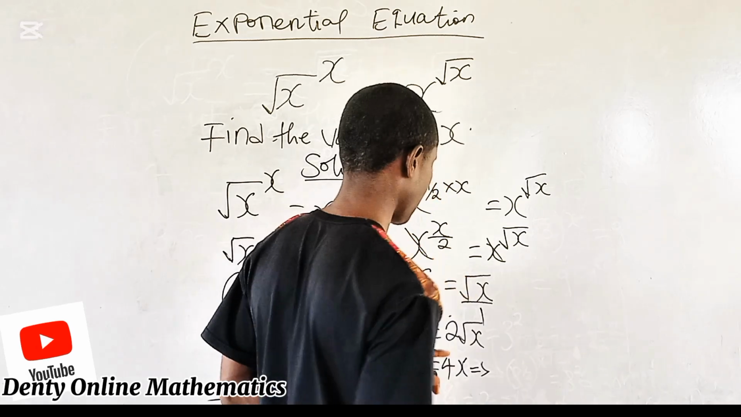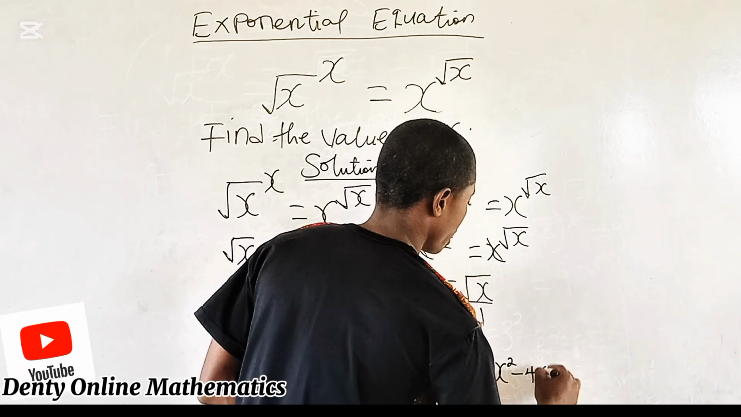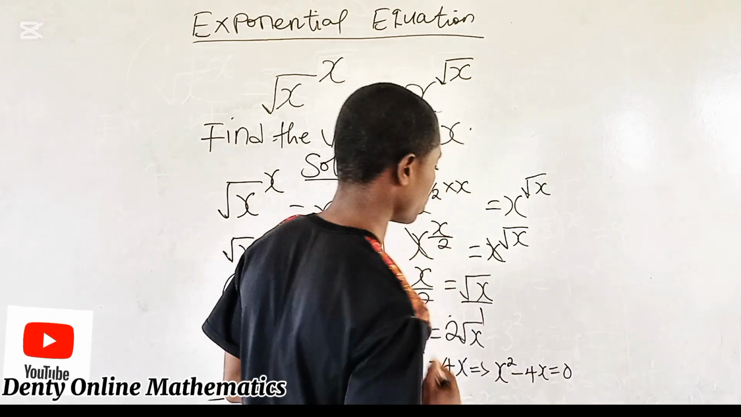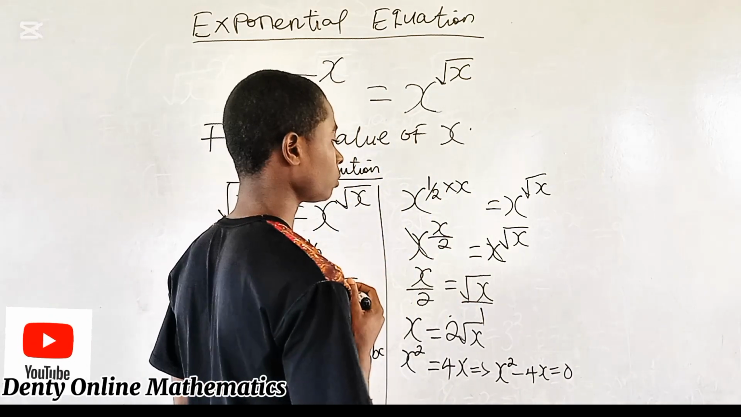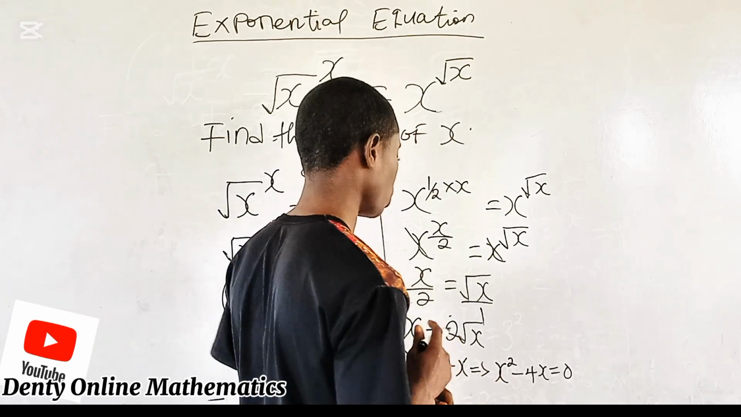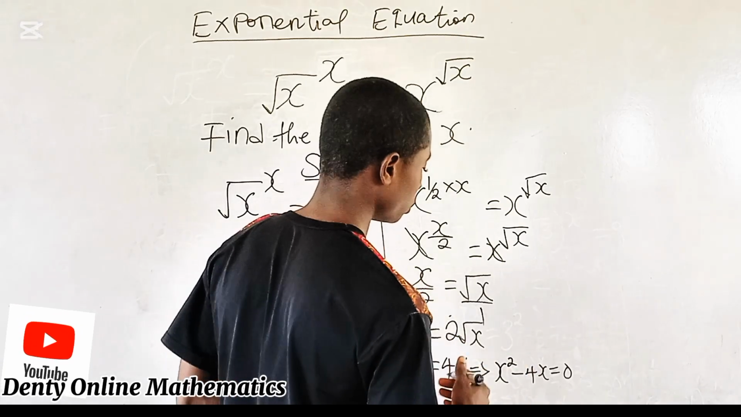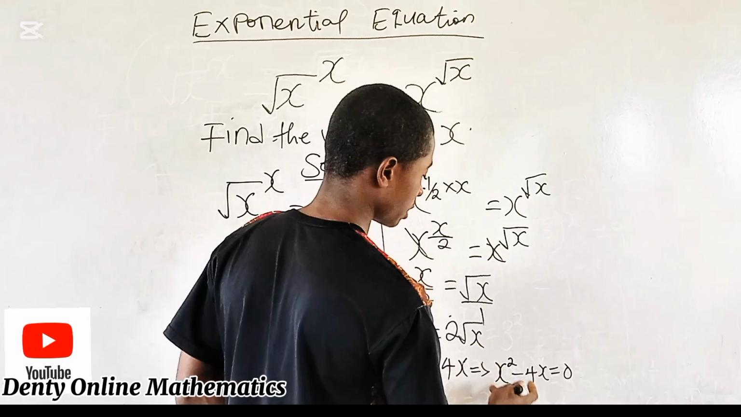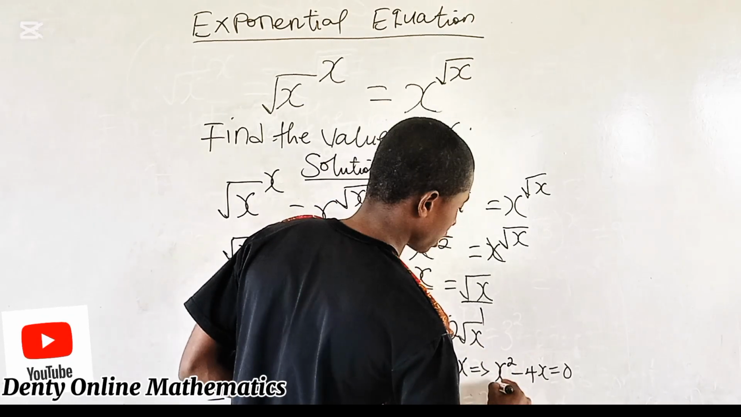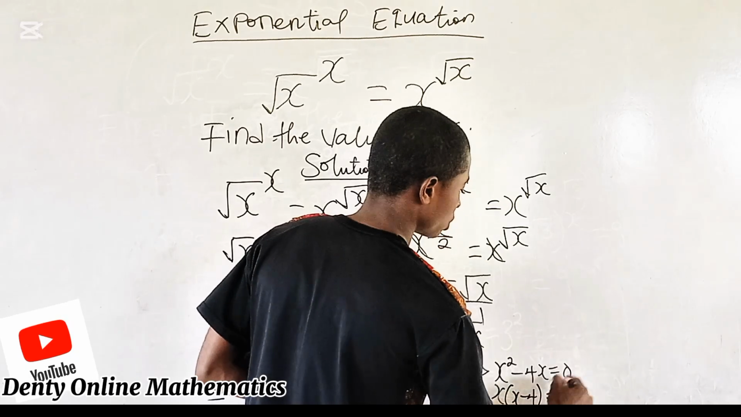Now let's see something. This implies that x squared minus 4x is equal to 0. You get it? So at this point, what is common here is x. So we can pick what is common and factorize it, and factor out x here. So what will be left here is x into x minus 4 to be equal to 0.